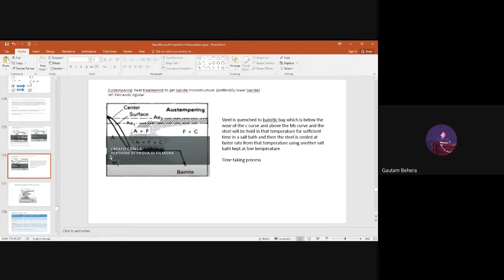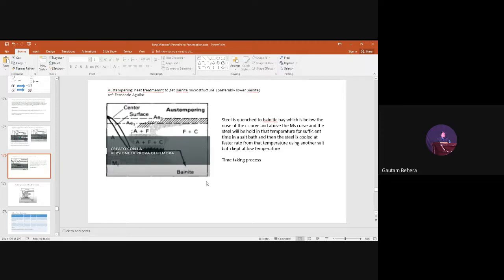So again, I am saying we have to take the steel to the austenitizing temperature, and we have to hold it. After all the steel becomes austenite, we have to quench it, but the quenching will be done to a temperature just above the Ms. That means at the bainitic temperature region, and we have to hold the steel for a sufficient interval of time so that all the austenite becomes bainite. After that, we have to cool the steel to room temperature slowly or depending upon the requirement, right? To room temperature. So this is called austempering.